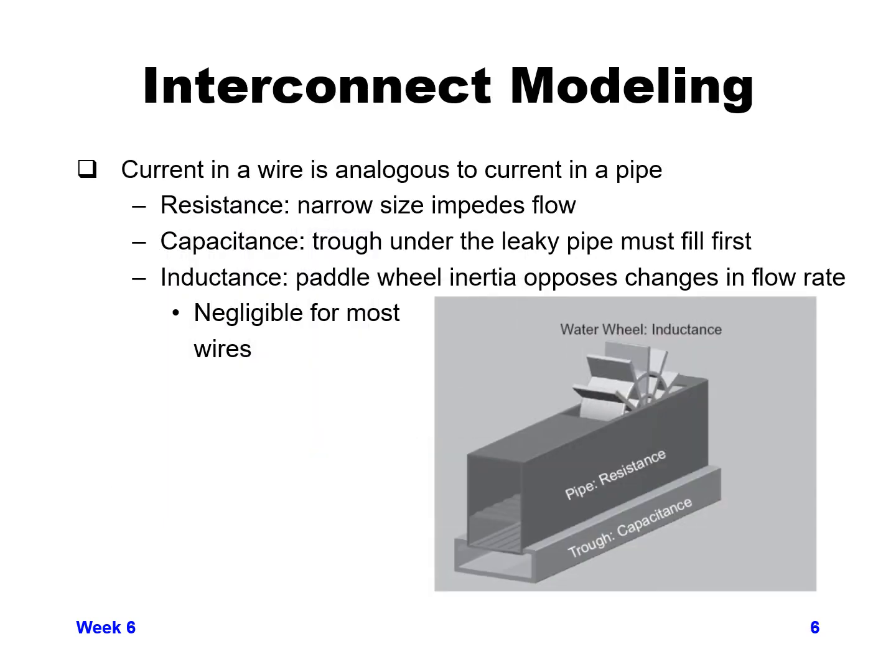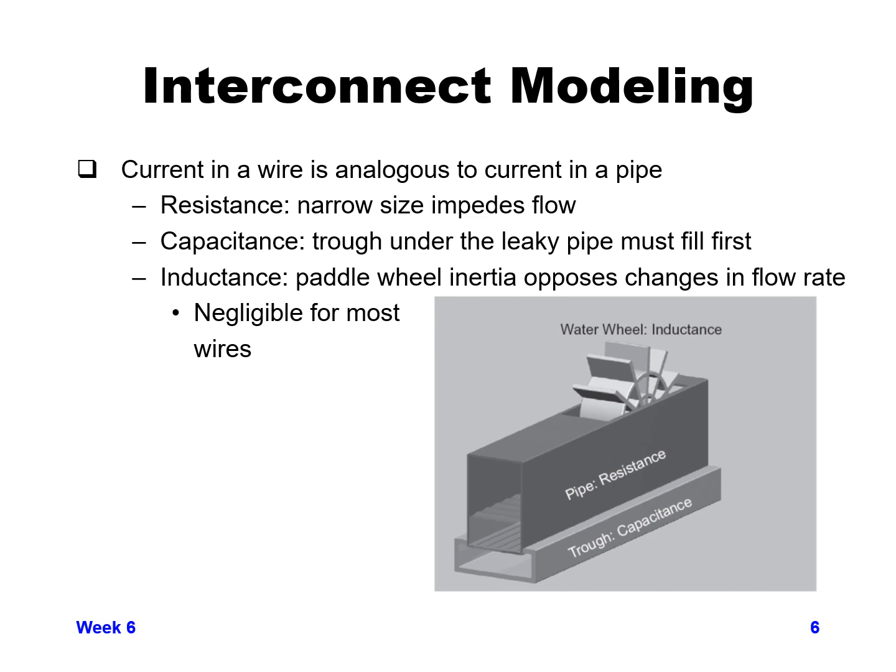So talking a little bit about how we model our interconnect in an IC device. We can think of current in a wire as being somewhat analogous to current of water flowing through a pipe, where the resistance is related to the size of the wire or the size of the pipe. A narrower size will impede flow. So like if you think about a water pipe, a certain size pipe, no matter how much pressure you put the water under, there's a certain maximum flow that runs through it. So the resistance is somewhat like that.